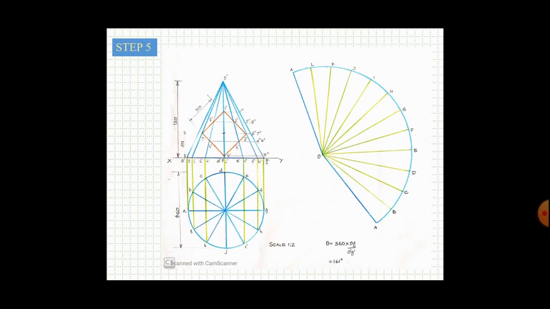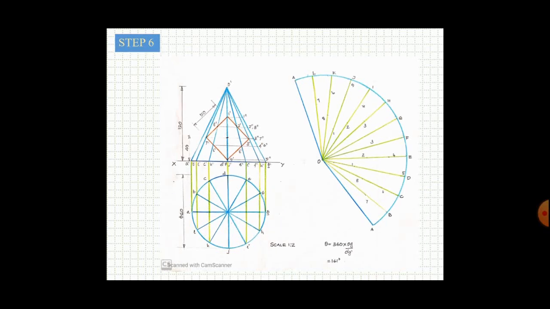Now what is the next step? The next step is to mark each and every cutting point along the slant edges like OA, OB, OC, etc. For example, 1 double dash is the point along OD and also OJ. So I measure the distance from the point O dash to 1 double dash and mark it along OD and OJ. Similarly, I measure the distance from O dash to 2 double dash and mark it along the corresponding OE and OI, and OC and OK for 8.